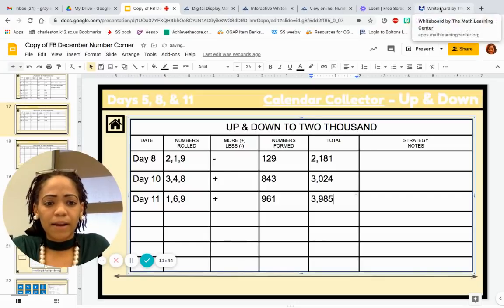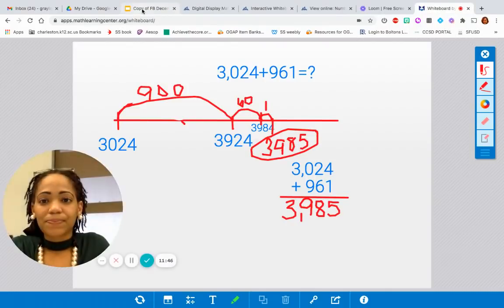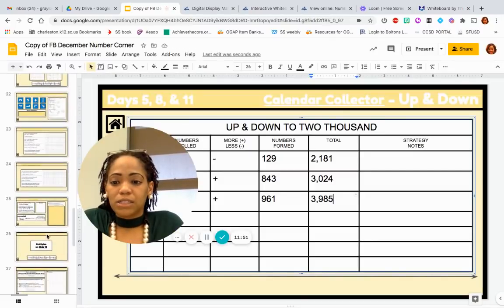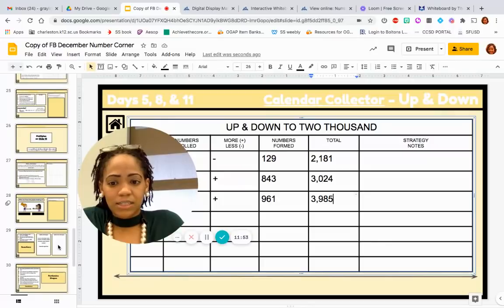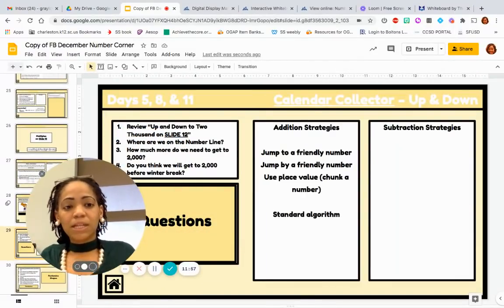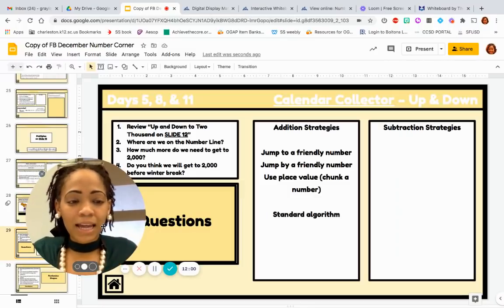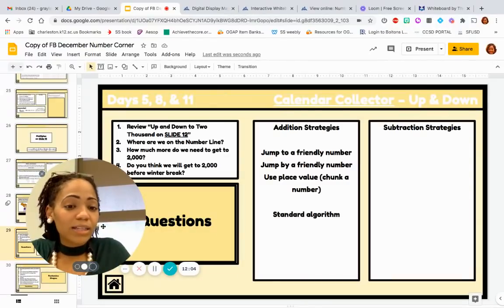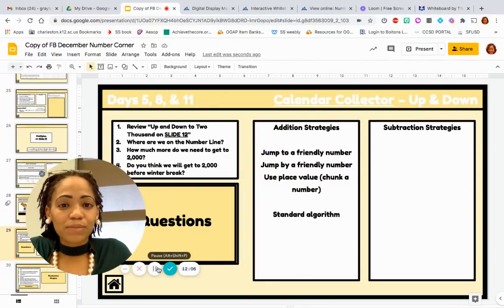3,985. That's what we got, right? Yes, it is. Perfect. Now let's talk subtraction strategies. What are some subtraction strategies that we used when we got less? Which it seems like this month they just wanted to keep adding and adding and adding. So we didn't do a lot of subtraction, but when we did, what strategies did we use?